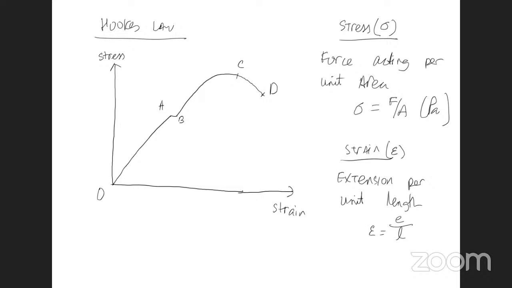All right, nice. Ready? Let's take a small note just to explain O to A, A to B, B to C, C to D, and so on. O to A is a straight line.